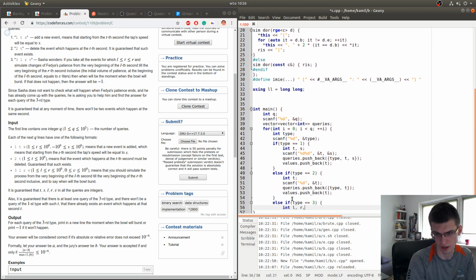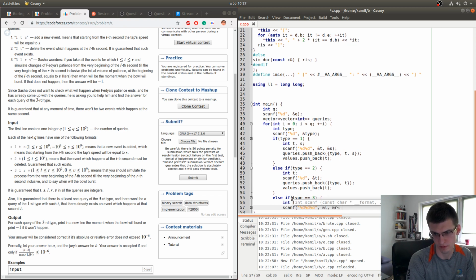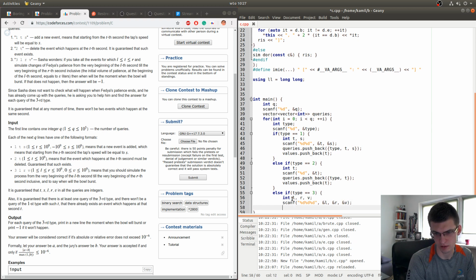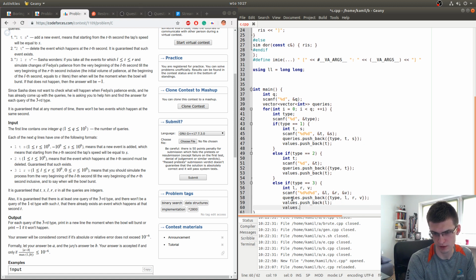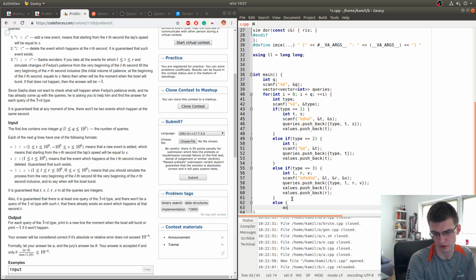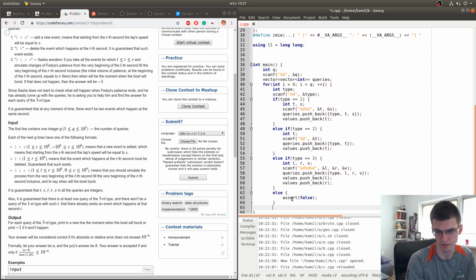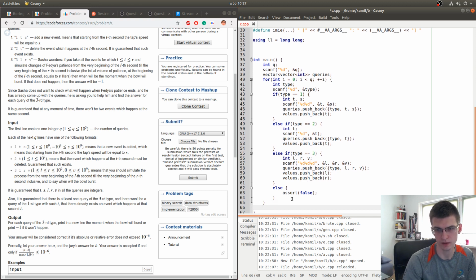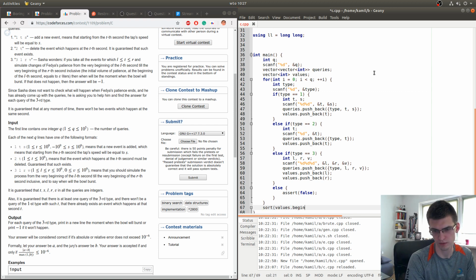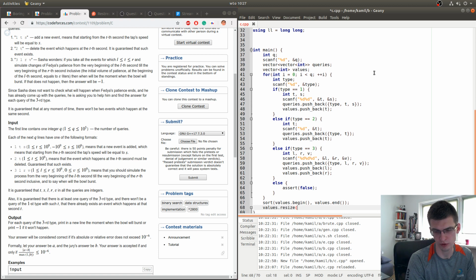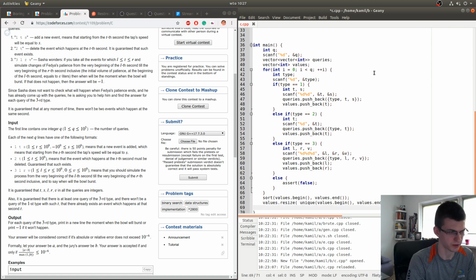Type 3 is L R V. Here both L and R represent timestamps. So queries pushback everything, type L R V, and values pushback L, values pushback R. Else assert false, because I think every type should be 1, 2, or 3. Here I created vector of values, and here I sort them and remove the repetitions. Function unique removes repeated consecutive elements and returns the number of them later.